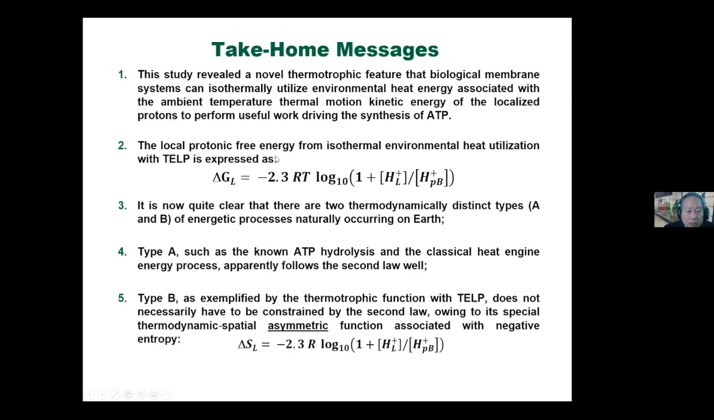And the local protonic free energy from isothermal environment heat utilization with TELP is expressed in this equation I showed earlier. There are two thermodynamically distinct types of energetic process naturally occurring on Earth. Type A is what everybody is familiar with. Type B, as in my talk here, does not necessarily have to be constrained by the second law, owing to its special thermodynamic and spatial asymmetric function, as I show in the membrane, associated with the natural entropy change. So thank you.